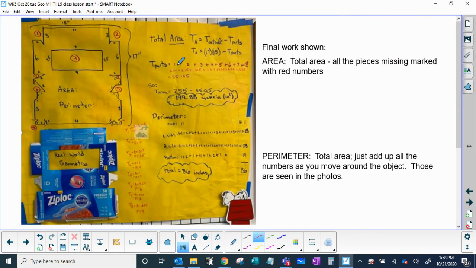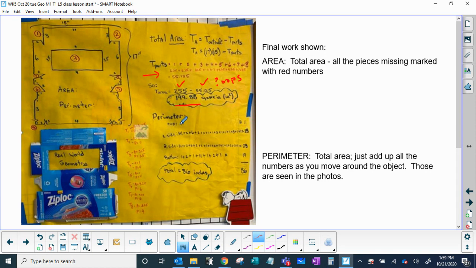Okay, go back to the board, and we have the total area, 15 by 17. Now I've got to subtract off this piece, this piece, this piece, this, and this. We go back to the previous pages, and we write them all out. So we had 255 minus 55.125, but I'm off that 0.5. Oops. I've got 199.88 square inches for the total area of this blue box.